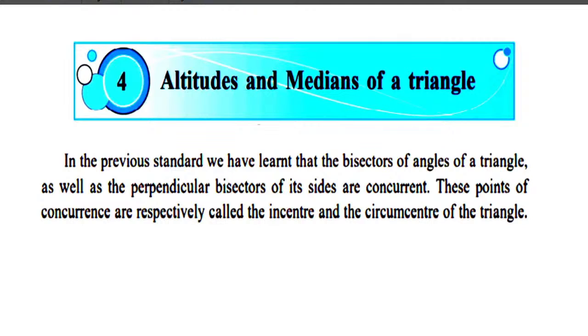In previous standard, we have learned that the bisector of angles of a triangle as well as the perpendicular bisectors of its sides are concurrent. These points of concurrence are respectively called the incenter and the circumcenter of the triangle.